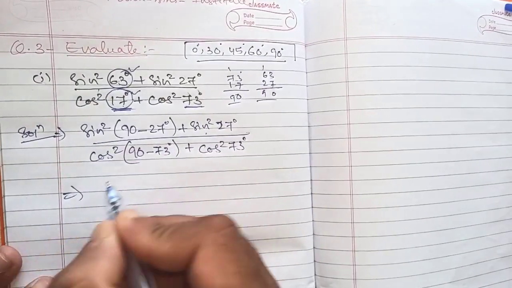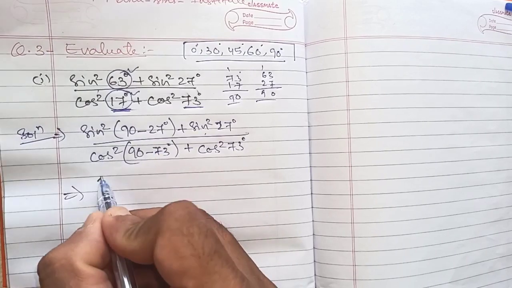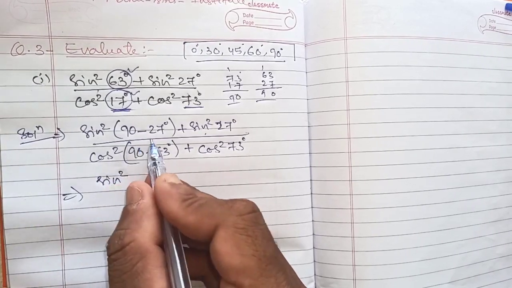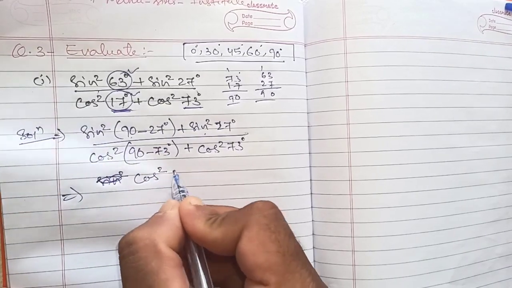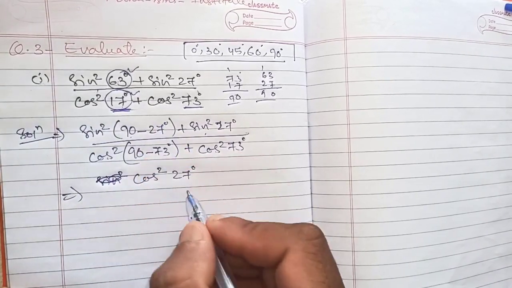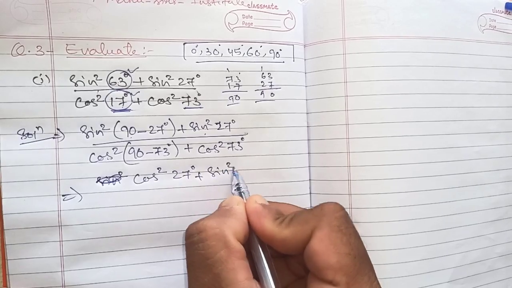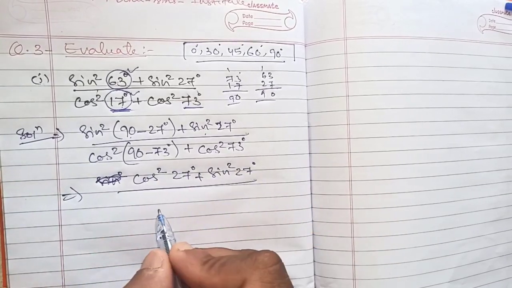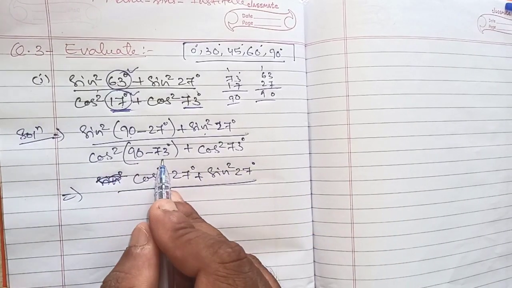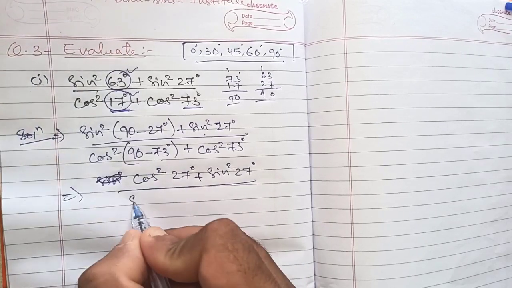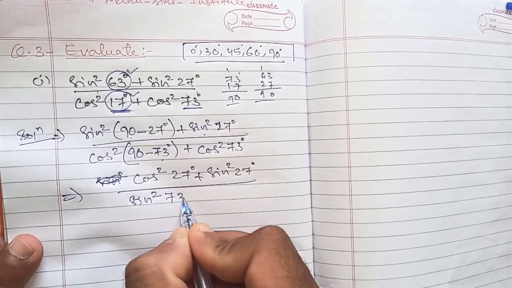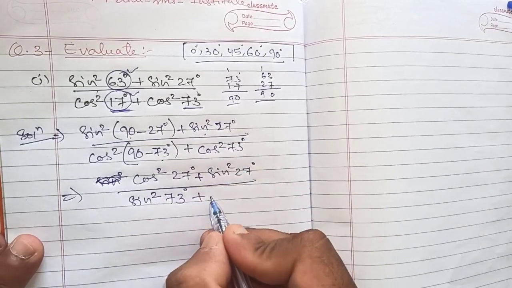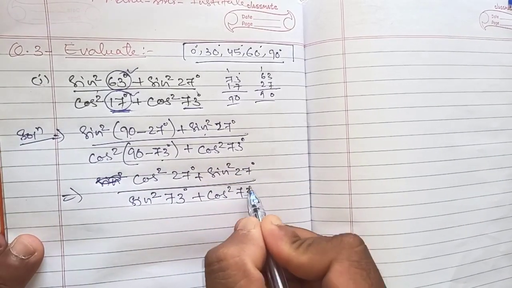Now sine 90 minus theta is cos theta, where theta is 27 degree, so we get cos square 27 degree plus sine square 27 degree, whole divided by cos 90 minus theta. Cos 90 minus theta is sine theta, so cos square 90 minus theta is sine square theta, plus cos square 73 degree.